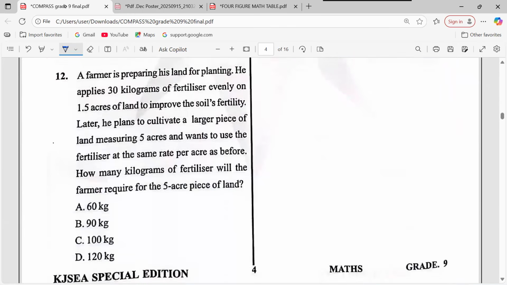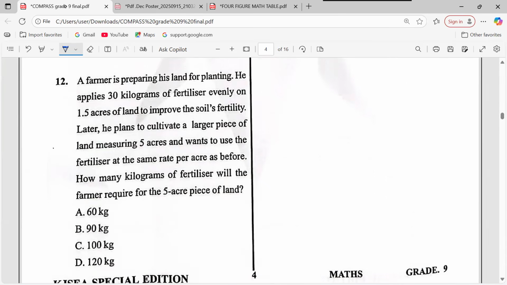At number 12, a farmer is preparing his land for planting. He applies 30 kilograms of fertilizer evenly on 1.5 acres of land to improve the soil's fertility. Later, he plans to cultivate a large piece of land measuring 5 acres and wants to use the fertilizer at the same rate per acre. How many kilograms of fertilizer will he require for the 5-acre piece of land?